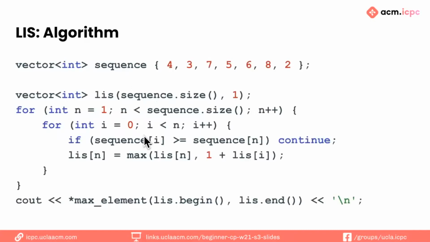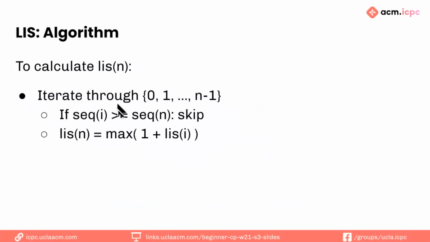Cool. So here's the code for that. It's almost identical to the math form. You create a sequence. This can be anything. It could be from standard input for a problem or anything like that. And then LIS is what we'll use as the vector that represents the LIS function, and it's a tabulation vector. So you start from 1, you go all the way to the end of the sequence to calculate each of the LISs. And for each one, you iterate from 0 to n, as the algorithm said.